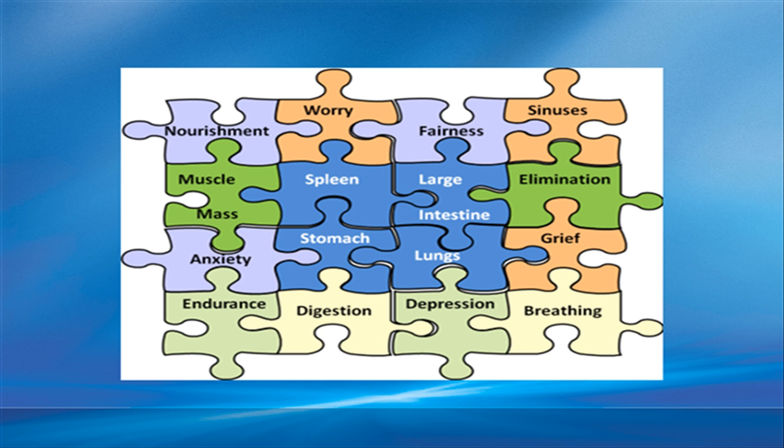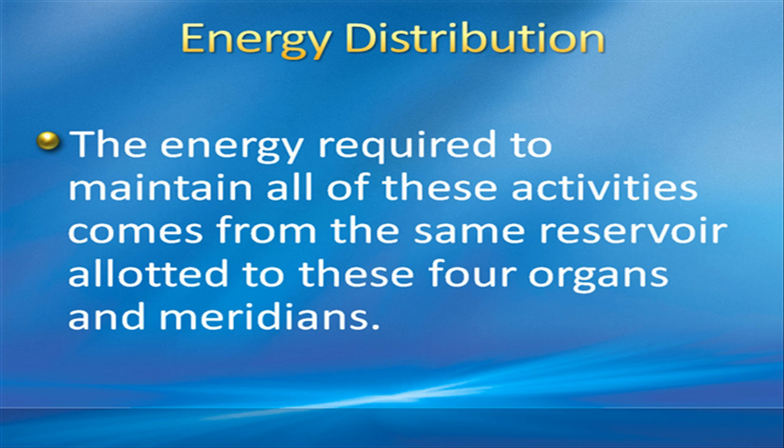If I am seeing a child with a lung problem, I immediately think of and ask questions pertaining to these corresponding and related functions, simply because the energy required to maintain all of these activities comes from the same reservoir allotted to these 4 organs and meridians. In this way, we can begin the process of digging deeper into the historical and energy-related reasons behind the onset and continuation of any symptoms in your child.